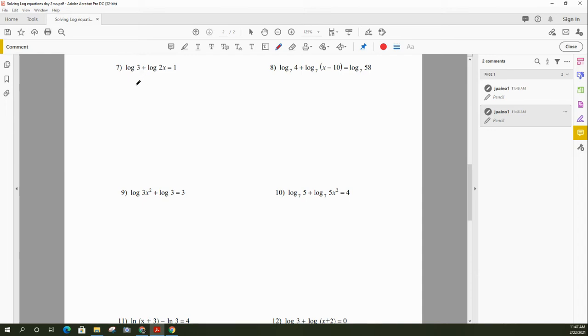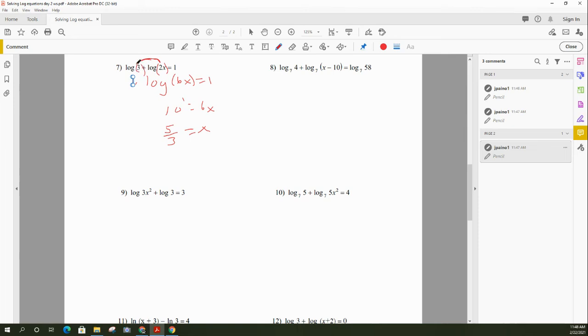So here, this is the same as log base 6x equals 1. I just multiplied these two together. And so now the base is 10 here. So it's 10 to the first equals 6x. Divide both sides by 6. X equals 10 over 6, or 5/3. And again, that's positive. You plug that back in.